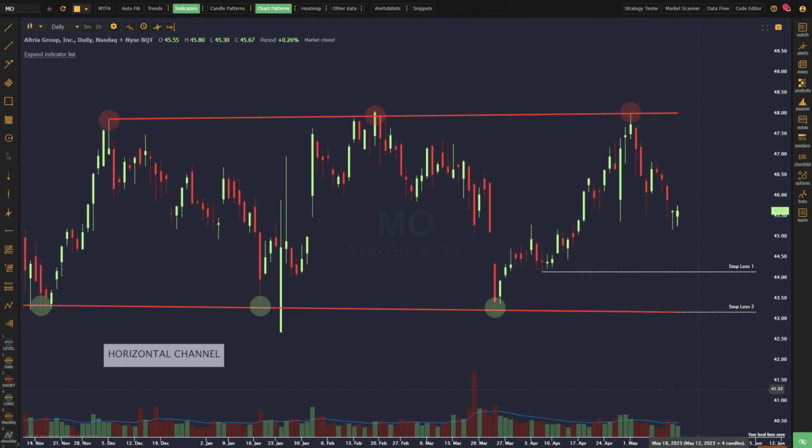To trade a horizontal channel, you'll want to buy near the lower trend line, support, and consider taking profit near the upper trend line, resistance. Set a stop loss below the most recent swing low or just below the lower trend line.